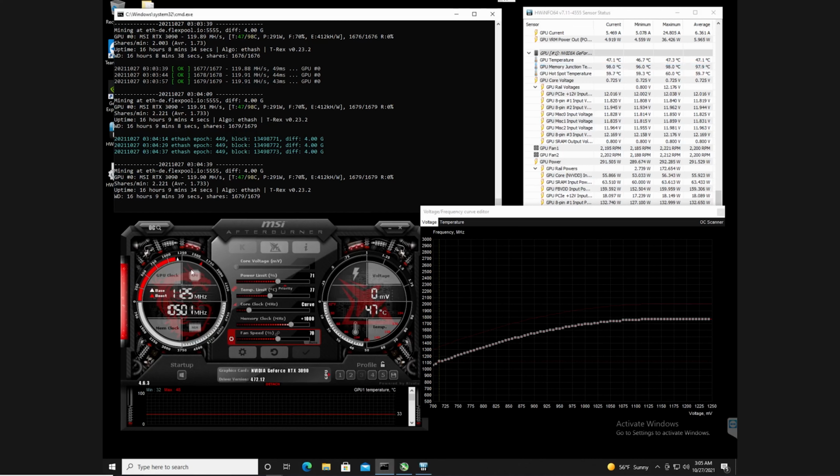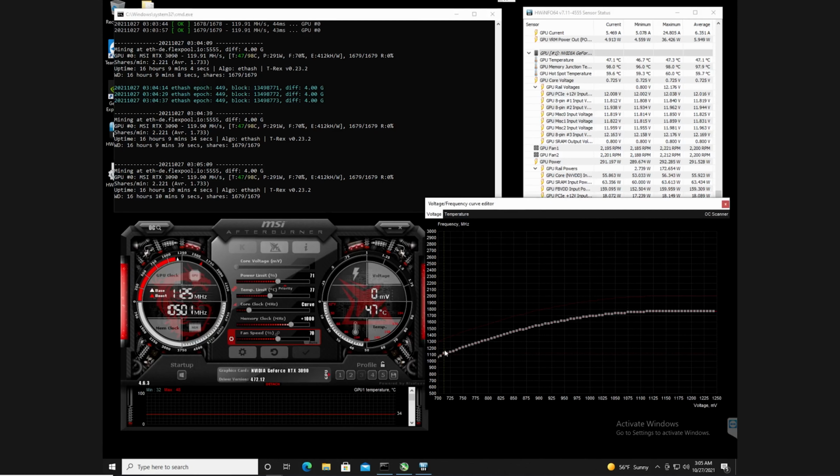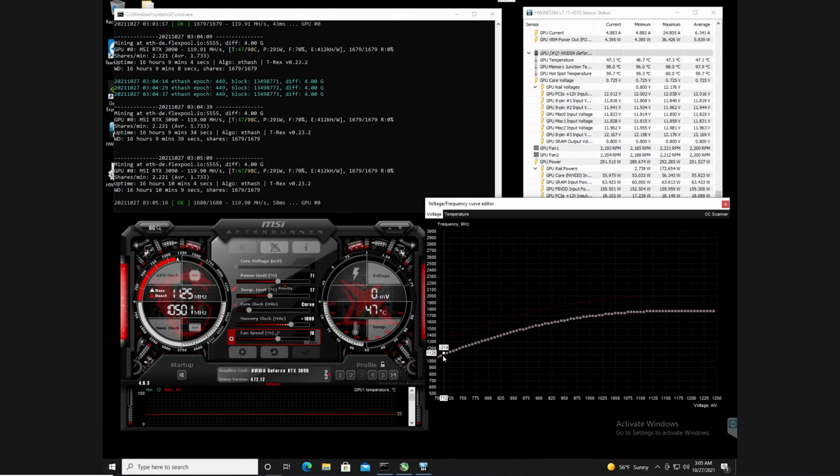So just to go over the settings over here quickly, as you can see, I've set my power limit to 71. The temperature limit is locked in with the power limit, and the core clock, as you can see here on the graph, is just around 11,000 megahertz, so 1125 over here with 712 millivolts. So you can just say 11,000 with 710. And the memory clock is set at plus 1000, and the fan speeds are locked at 70%.